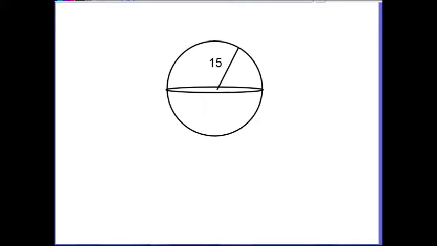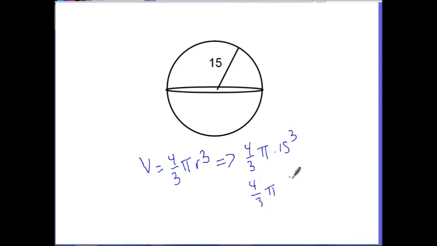We want to find the volume of this sphere, and the radius is going to be 15. We know our formula: volume equals 4/3 pi times radius cubed. So we have 4/3 pi times 15 to the third power. 15 to the third power is going to end up giving us 3,375. 4/3 times 3,375 is going to give me 4,500 pi for our final answer.